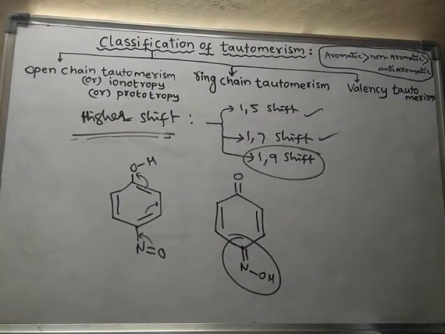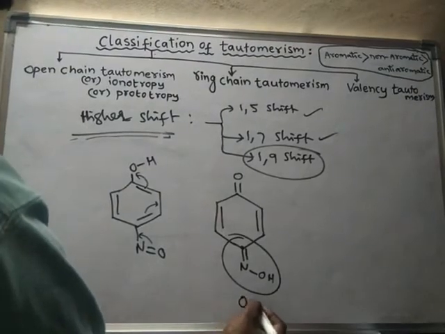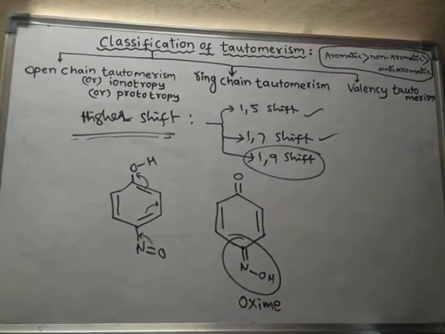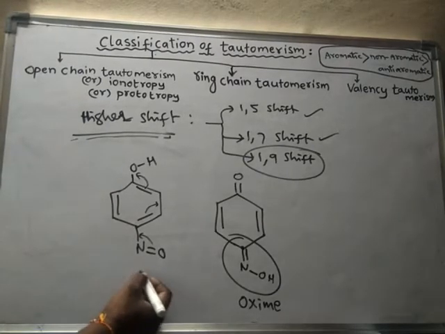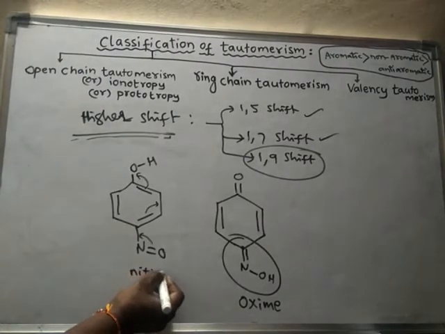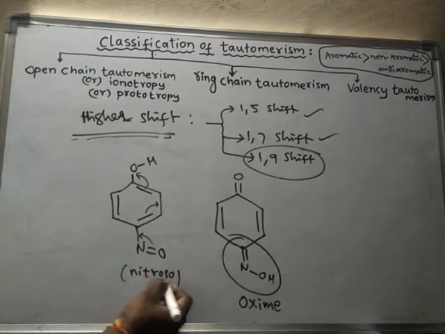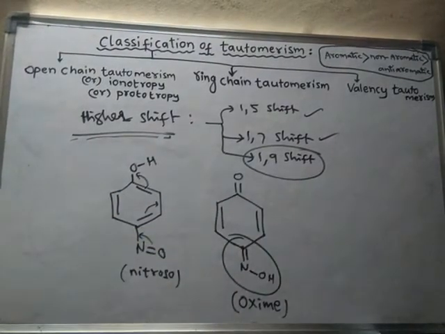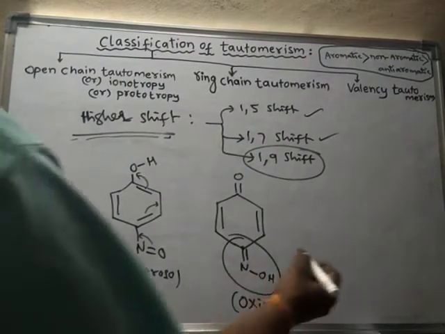This is keto oxime. The oxime form is formed. This is the nitroso form, and this is the oxime form. So the name of this compound is quinone monoxime.